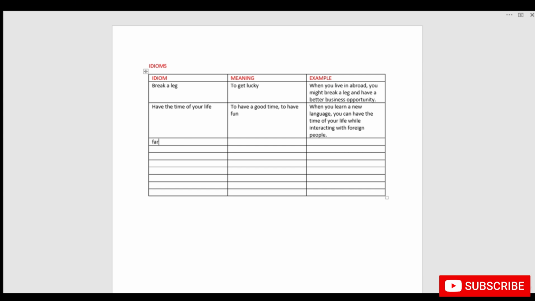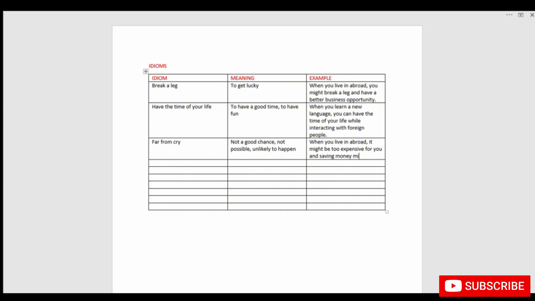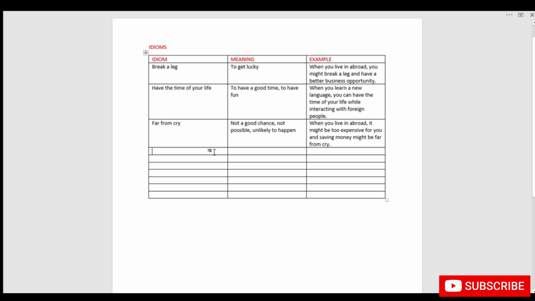Our third example is far from cry, and it means not a good chance or not possible or unlikely to happen. So let's imagine that you are writing an essay about, again, living abroad, advantages and disadvantages. And for example, in your disadvantages part, you can say, when you live abroad, it might be too expensive for you, and saving money might be far from cry. What I mean is that it may not be possible for you to save money, so it may not happen. It's far from cry, because living abroad might be too expensive. Let's look at the next example.